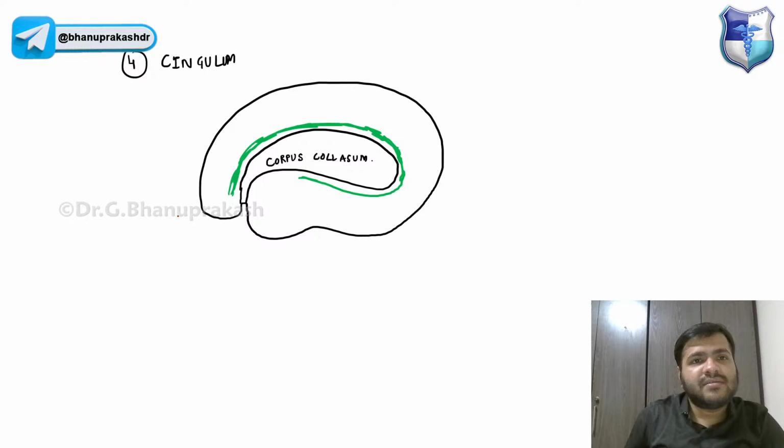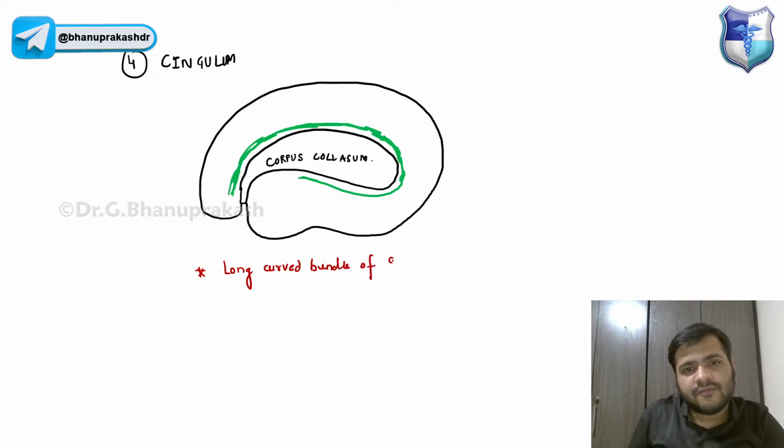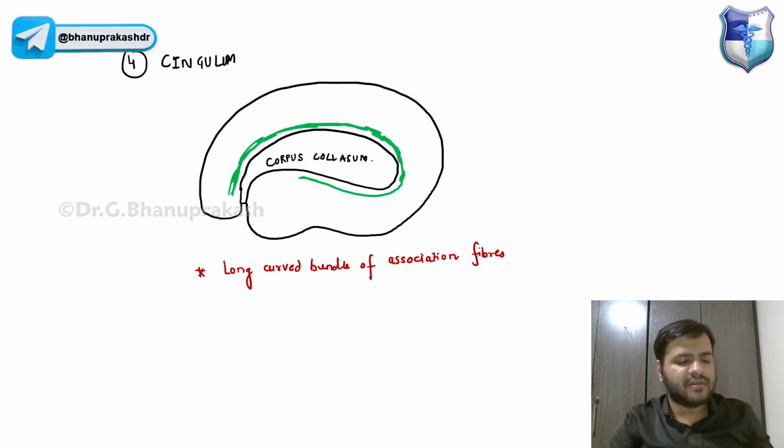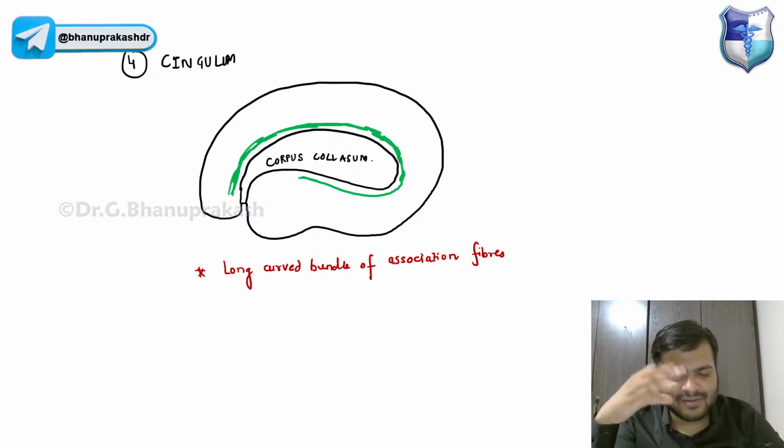So remember guys, it is a long curved bundle of association fibers. Long curved bundle of association fibers. Okay. Now what happens, guys? It is basically lying in the medial aspect, in the medial middle part, not on the superior lateral part.